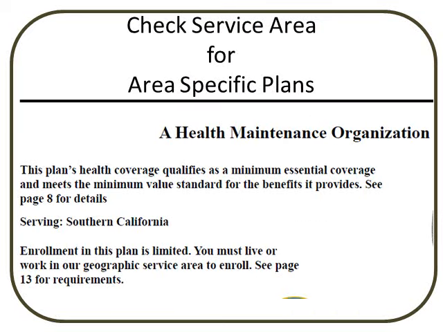So within the plan brochure, if you're looking to enroll in an HMO limited to specific geographic areas, the geographic areas will be indicated in the brochure. So this is again going to be the Southern California plan. We are going to check to see if we are in their required area. You can check page 13, but again, you must live or work in the geographic area to enroll, and the address that you provide on your enrollment form is going to be the determining factor for that.